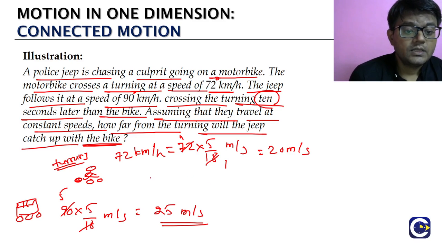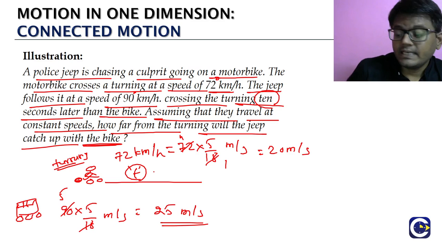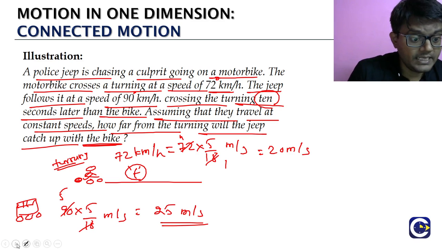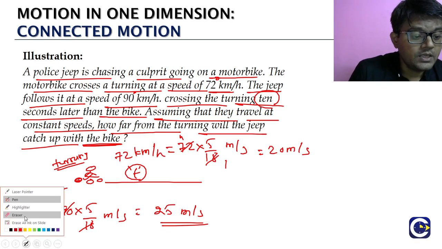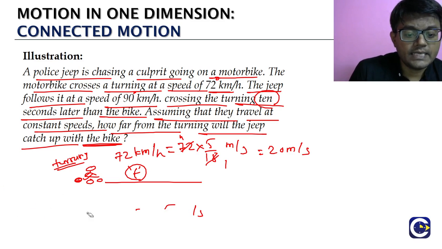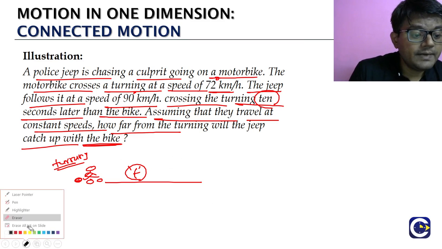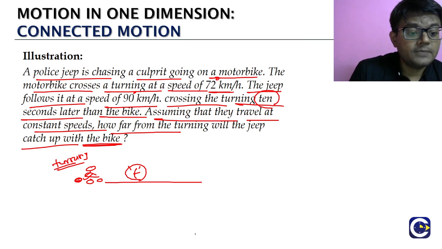Now look at it. So the motorbike person is going, let us say, for a time t. From the turning point, he is traveling for a time t. So I'll just erase some part of it so that we can use this space to do the calculation. So we got the speeds converted in terms of the SI unit. So the speed of the motorbike is what? 20 meter per second.